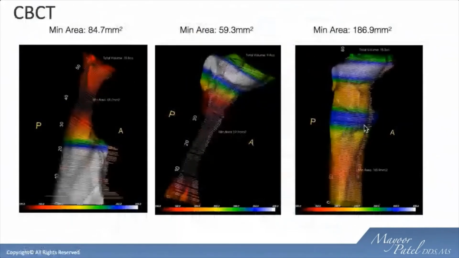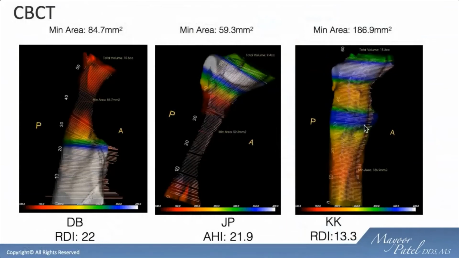Look at these three scans right here. Huge airways, minimum cross-sectional area, the first one's 84.7. However, you get this gentleman tested, RDI of 22. You look at the next airway, minimum cross-sectional 59.3. However, you get this person tested, adequately compromised airway. And if you look at this last one, yeah, minimum cross-section 186.